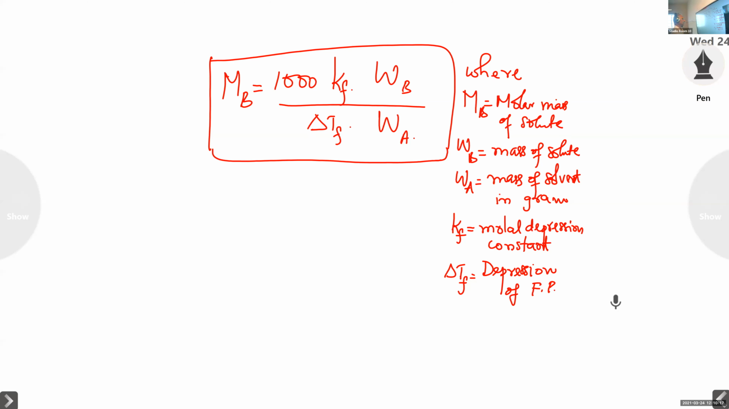See in here, delta Tf, this is the depression of freezing point. It is a colligative property. Let us try to solve a problem using these equations. You write a problem.